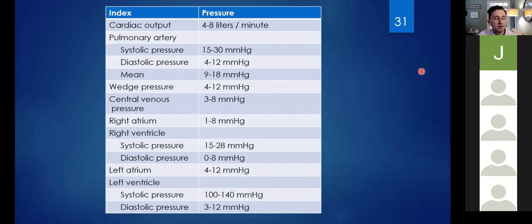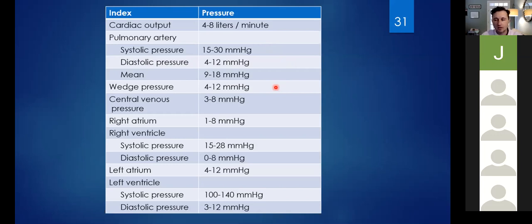So we'll start with cardiac output up here. On average, you have 4 to 8 liters per minute being pumped out by the heart. To give you an idea of what that means, our bodies have about 4 to 5 liters of blood total. So within 1 minute, most all the blood throughout our bodies is being circulated and oxygenated. So here are our pulmonary arterial system pressures. Our wedge pressure ranges from 4 to 12.